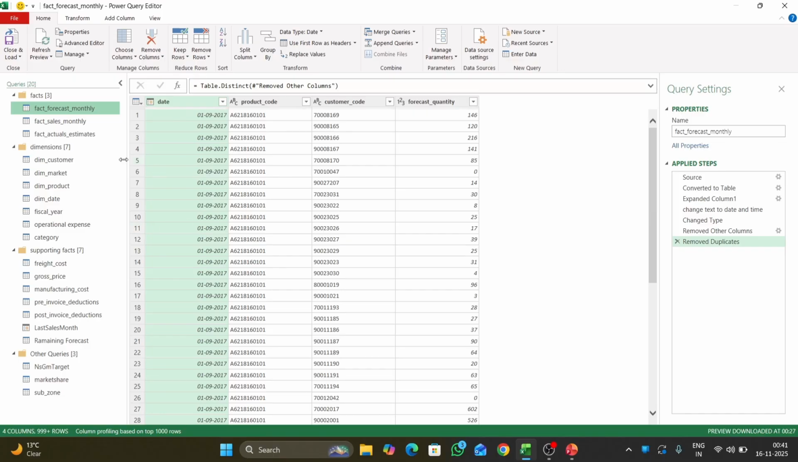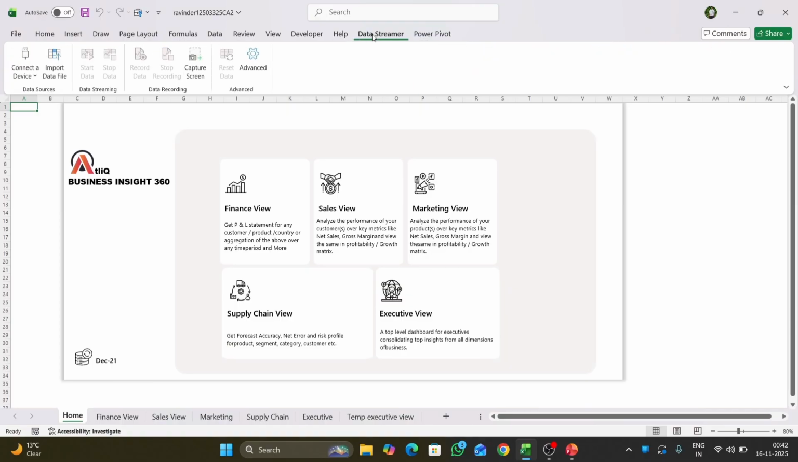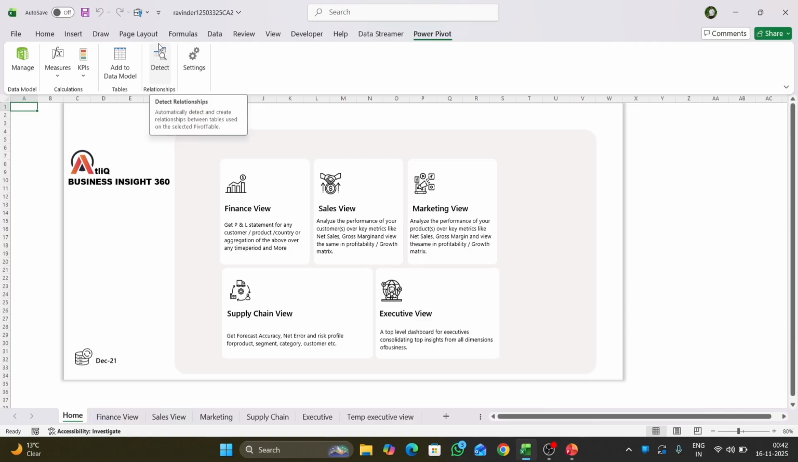types. I also created an additional table like fact actual estimate by combining fact forecast monthly and fact sale monthly here. I also created DAX measures like gross margin percentage, net error percentage, net sales, market share and many more. Finally, in the load stage, all clean tables were loaded into the Excel data model in Power Pivot. This allowed me to build an interactive and integrated dashboard by using pivot tables, slicers, charts, and KPI cards. Now we have 5 types of view here: finance view, sales view, marketing view, supply chain, and executive view.